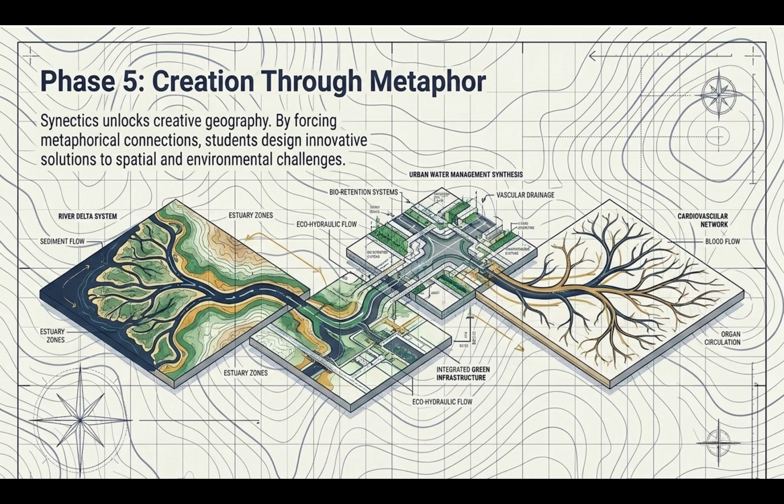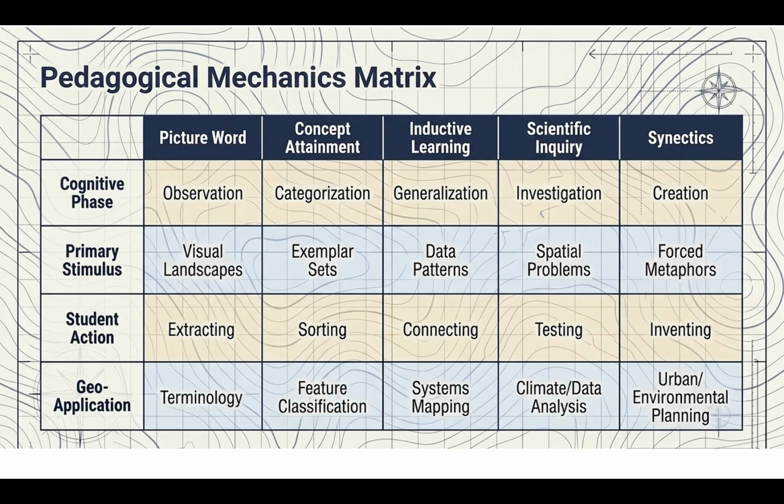The relationship among the five models can be summarized through the following pedagogical matrix. This matrix explains the specific contribution of each teaching model. The Picture Word Inductive Model supports observation. Its main stimulus is a visual landscape, and students extract geographical terminology from it. Concept Attainment supports categorization. Students sort examples and non-examples to classify geographical features.